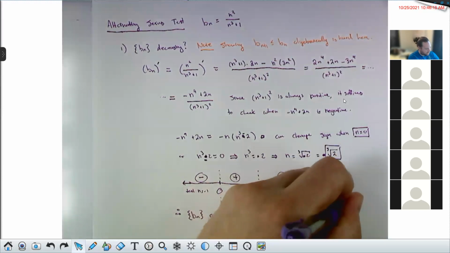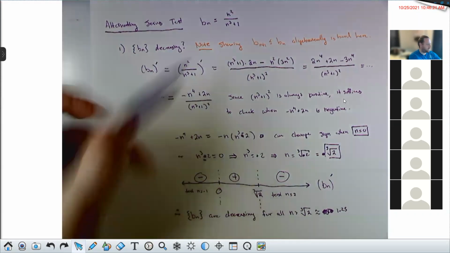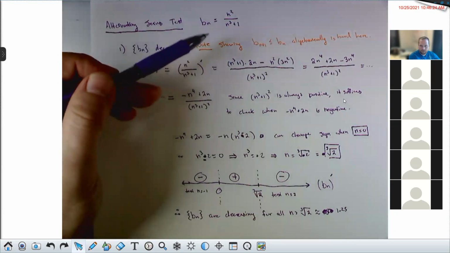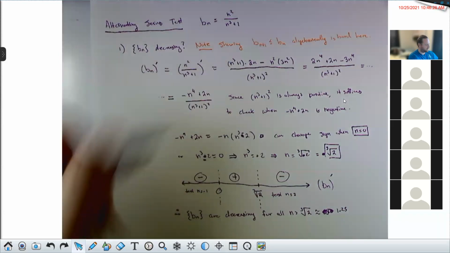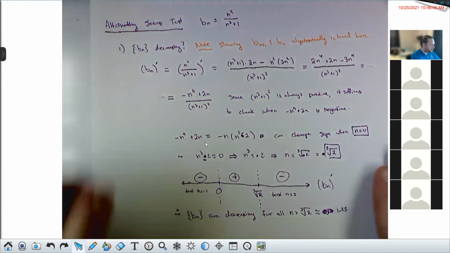Okay. So for any n larger than 1.25, the Bn's are decreasing. In other words, this thing isn't always decreasing, but it is decreasing from 2 on, which is good enough, right? We don't need this thing to be decreasing at every single value of n, but as long as it's decreasing from some point onward, we are good. So the Bn's here are eventually decreasing. They start to decrease at 2 and they stay decreasing thereafter. So we are good with the decreasing.